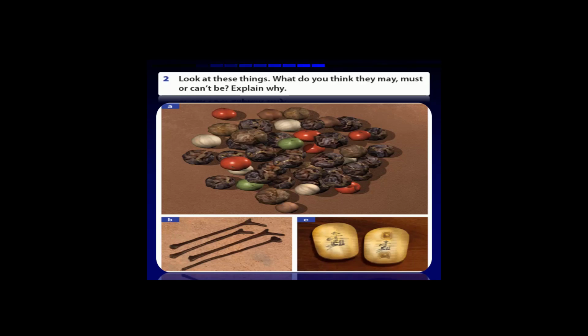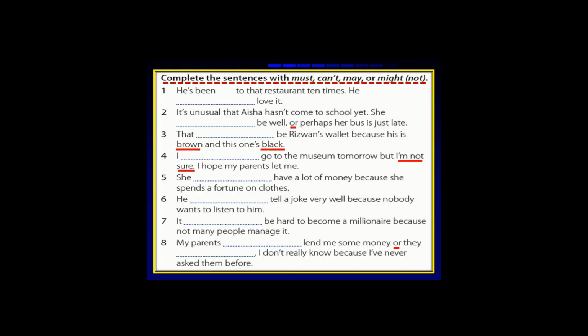Look at these things. What do you think they may, must, or can't be? And explain why. Here in this slide, you're supposed to make some speculations and deductions using the suitable modal verbs must, may, might, could, and can't. Complete the sentences with must, can't, may, or might not. He's been to that restaurant 10 times. He loved it. This person went to this restaurant 10 times. So, he must love it.